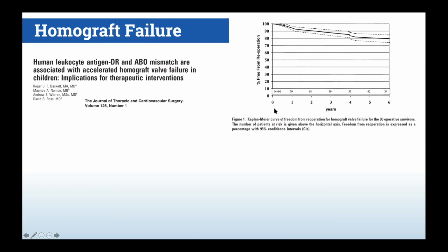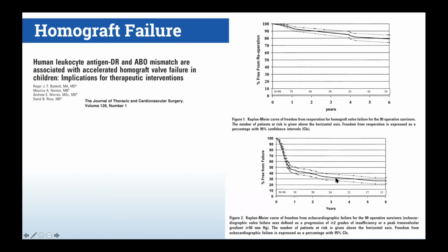But that doesn't tell the whole story. Freedom from reoperation, as these curves are often termed, because these Kaplan-Meier curves denote how long it takes before how many people are free from an operation at a given number of years post the first surgery. It doesn't tell the whole story, but this tells the story, which is the freedom from valve dysfunction. So it turns out that more than half the valves become severely dysfunctional by 1 year.